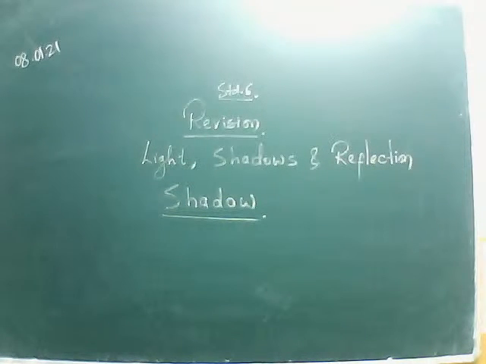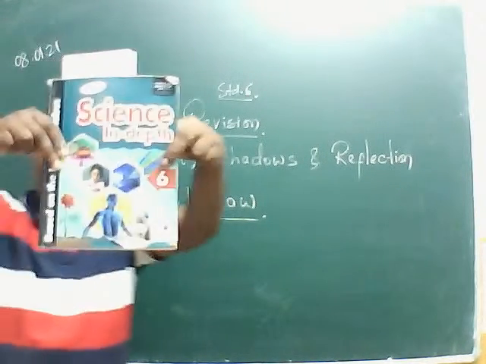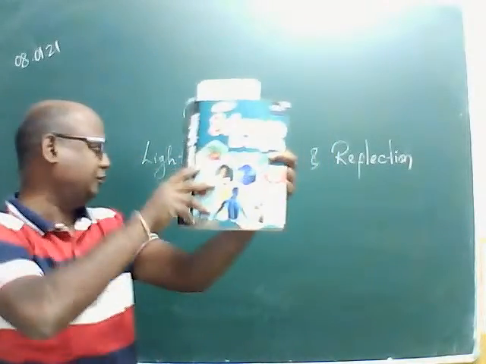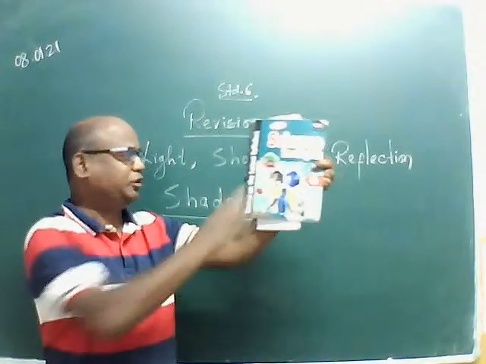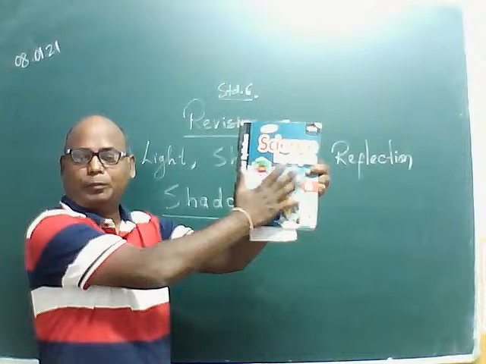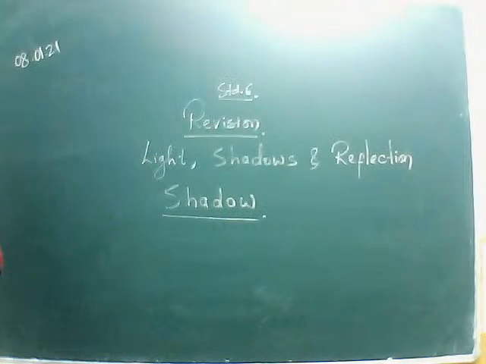So whenever we find, for example, I have a textbook in my hand. Now tell me whether this textbook is a transparent, translucent or opaque object. Write in the live chat. Elias has given the correct answer. Santosh has given the correct answer. Yes, it is an opaque object.